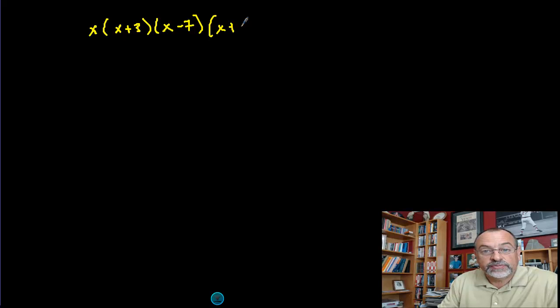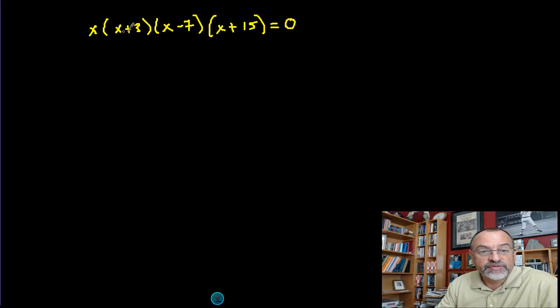It's something that we just need to remember. So if I have x times x plus 3 times x minus 7 times x plus 15, and it doesn't matter, I could go on and on. Once I know that it all equals 0, then I can solve for x very easily, because I know that one of these four things, if the product is 0, has to be 0. So then x could be any number that would make any of these 0.